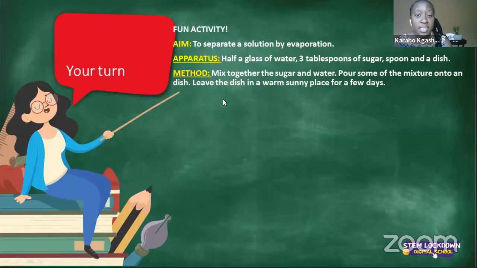So what do we need to do? We need to mix the sugar and the water, pour some of the mixture onto a dish, and leave the dish in a warm, sunny place for a few days. So you just need to ask mom to borrow some sugar and a glass. You're going to pour the sugar with the water, mix it in a glass, and just leave it out in the sun for a couple of days. And you need to tell me, what do you see?